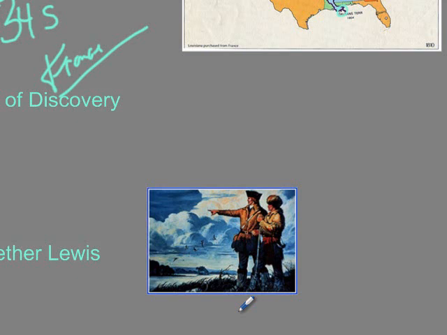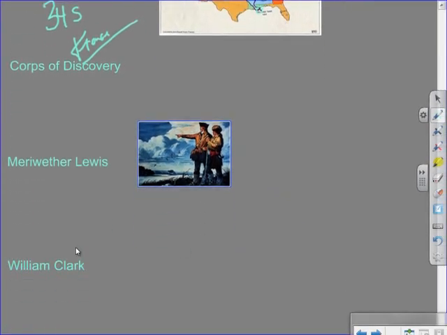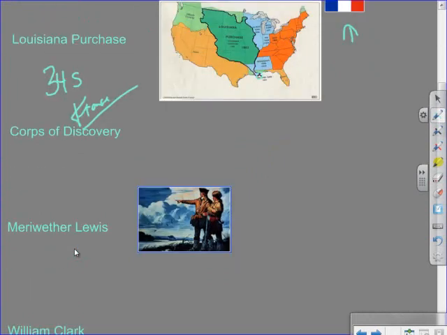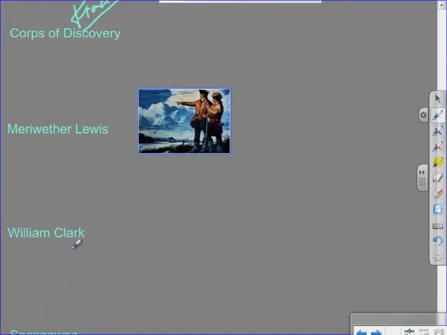So he's not really sure if he should be able to buy this, because the Constitution doesn't say anything about the president being able to buy land. He eventually does it, for $15 million, 3 cents an acre, and he sends out the Corps of Discovery to look for anything of interest in the Louisiana Territory, see if we can find an all-water route, see if we can make good relationships with Native Americans, and make some maps possibly. And that's what they do.